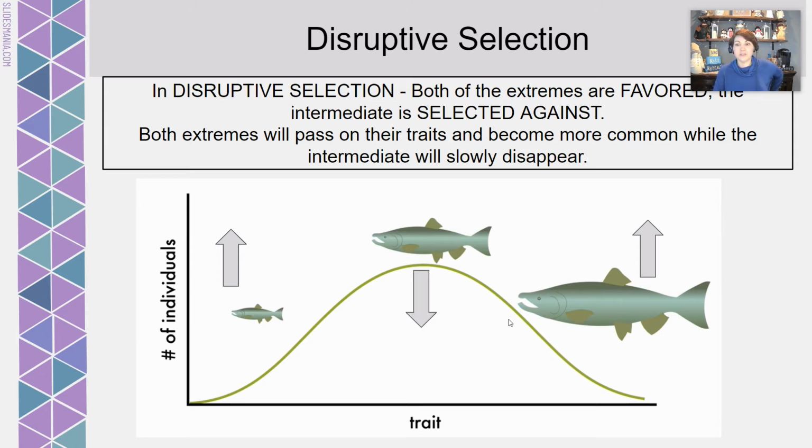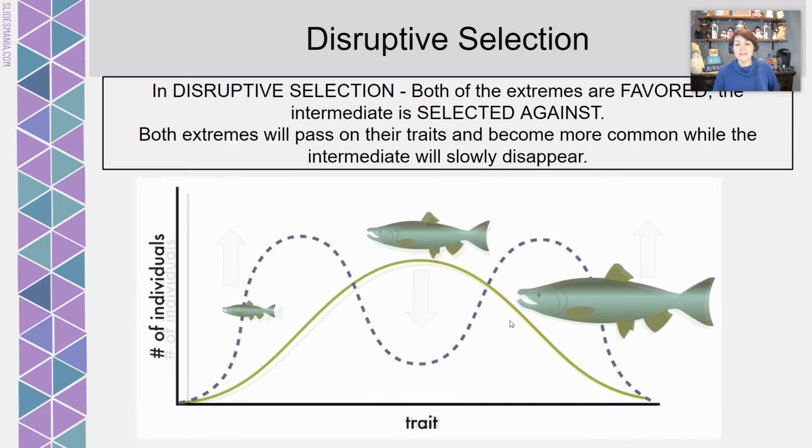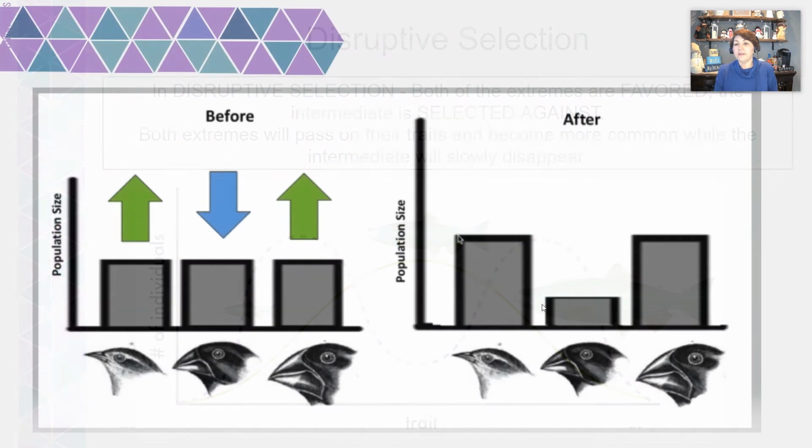So our graph is going to change kind of dramatically. It's like we smack it down in the center and the sides pop up. That is disruptive selection. All right. So, an example of disruptive selection here with these beaks. If the average size beak is bad and the extremes help them survive, we'll see a change in the population where we'll see more extremes and less of the average.